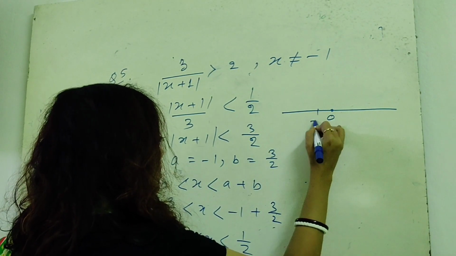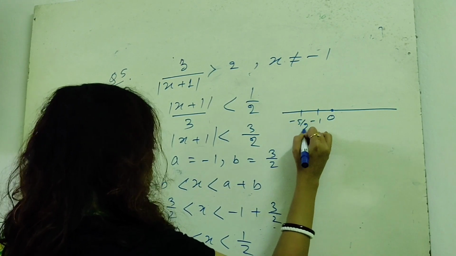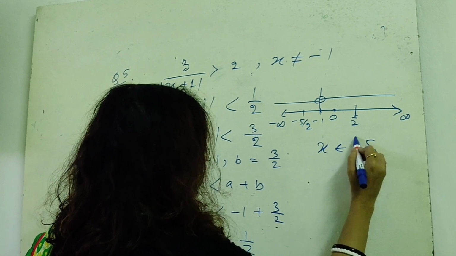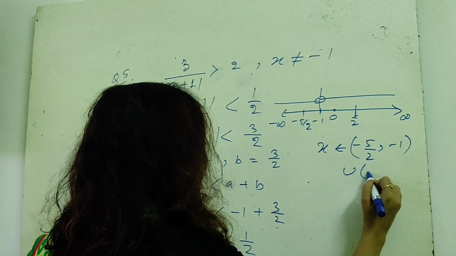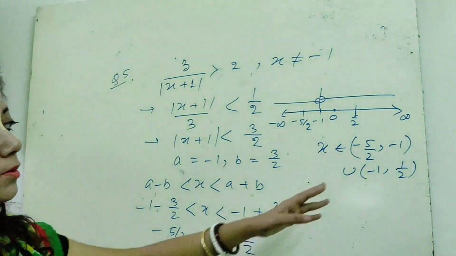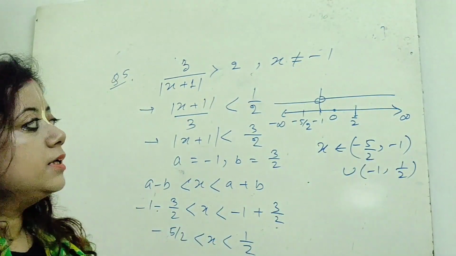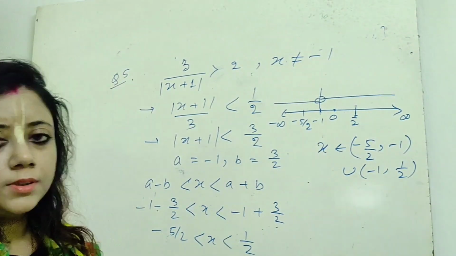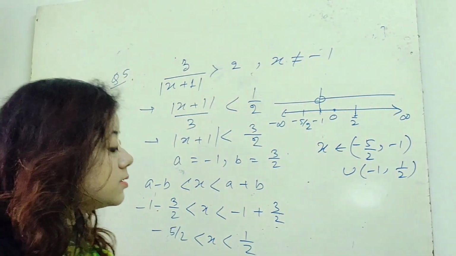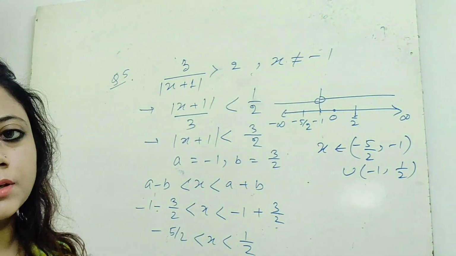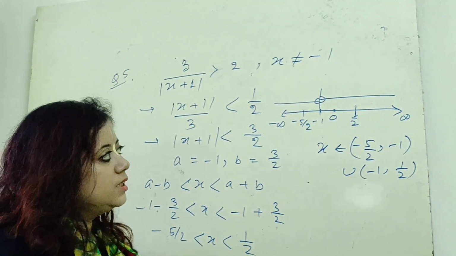So the points are minus 5 by 2, minus 1 and half. The solution is minus 5 by 2 comma minus 1, union minus 1 comma half. It will not take minus 1, so that's why I have used the round bracket. And in the whole sum there is no equality sign, means there is no question of third bracket. There is no equality sign in the question itself. Okay.